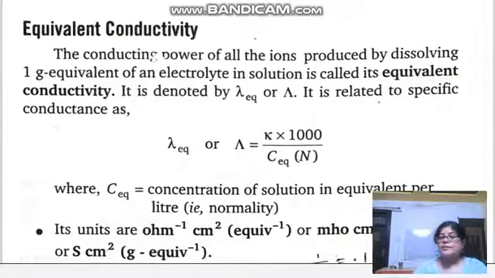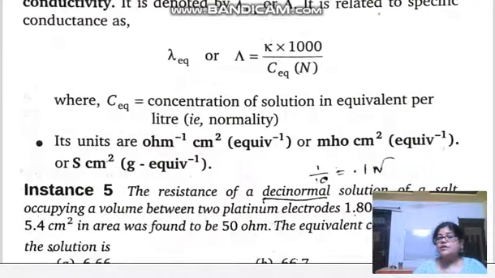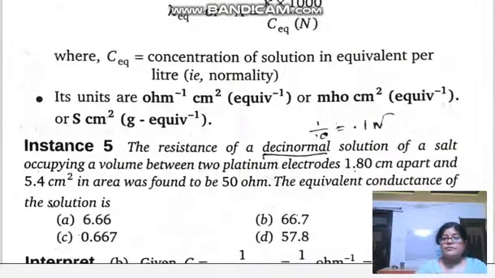This is denoted by lambda EQ, or this symbol also, reverse of V. It is related to specific conductance as kappa into 1000 over normality. That means here we write the normality N, the concentration of solution per liter. Now see the numerical.